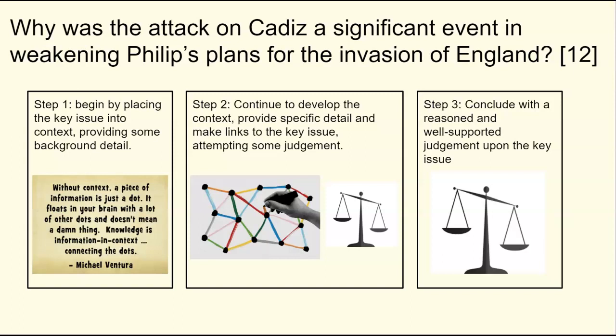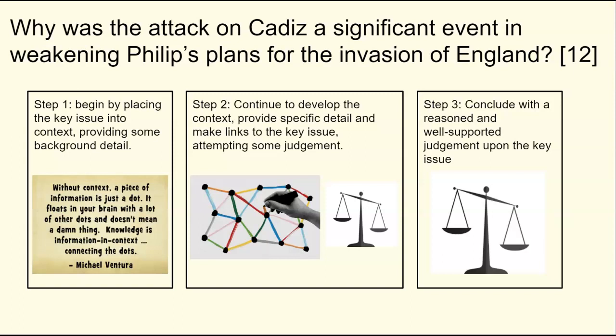Then you move on to step 2. This is where you continue to develop the context. You need to provide specific detail. So you need to go into that granular information and make links to the key issue, attempting some judgment. That key issue is, was it a significant event in weakening Philip's plan? So this is where you need to make that link back. Was it significant to weakening Philip?